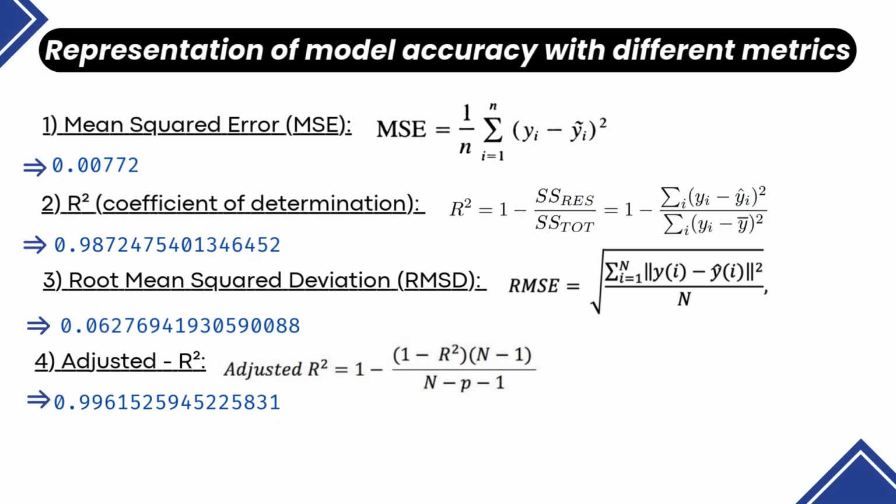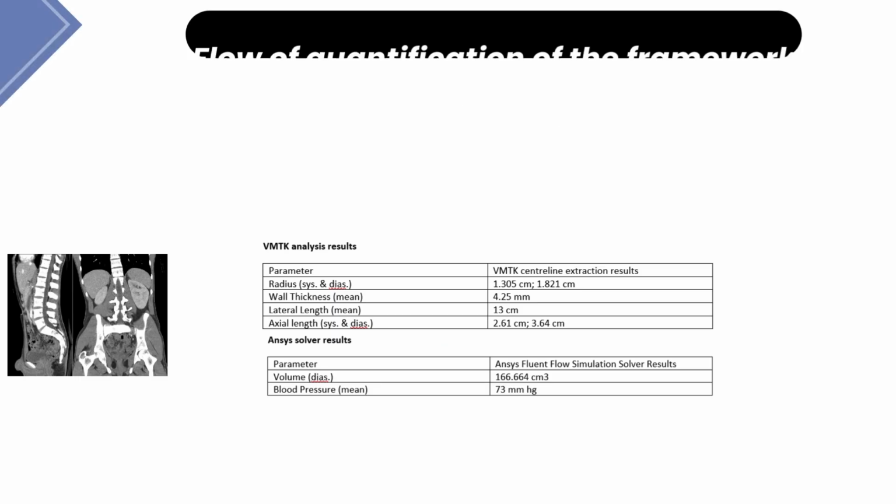These are some metrics that I use for representing my model accuracy: mean squared error, R squared, which is used for regression models, root mean squared deviation, and adjusted R squared. As you can see here, these values suggest that the model is satisfyingly accurate and can be used as a supportive tool in AAA therapeutics, since there are no other statistical methods in existence.